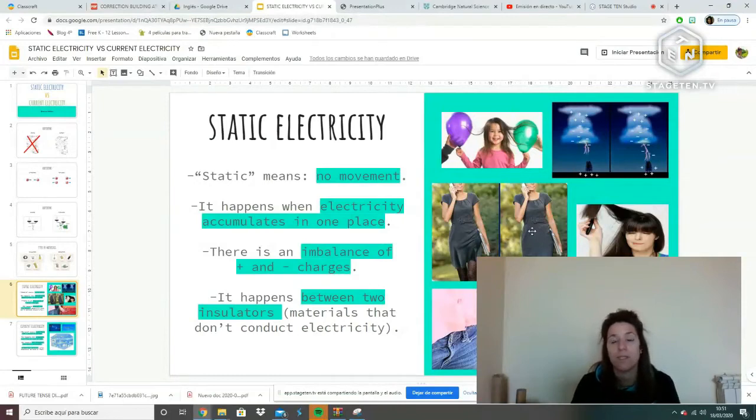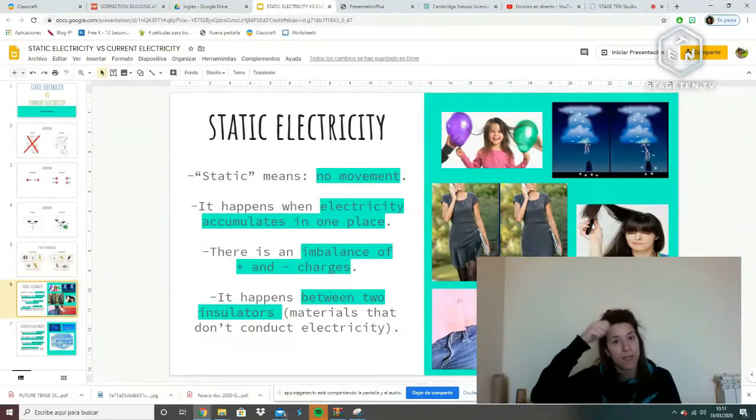Here I put some photos of examples in which static electricity is produced. For example, when we rub a balloon against our hair, okay? There is an imbalance of electrons and protons, so static electricity is stored. Another example happens sometimes when we wear some clothes and the clothes get stuck to our body and we cannot separate them from the body. That is because an imbalance of charges between our body and the piece of cloth that we are wearing is produced, and we have static electricity in that situation.